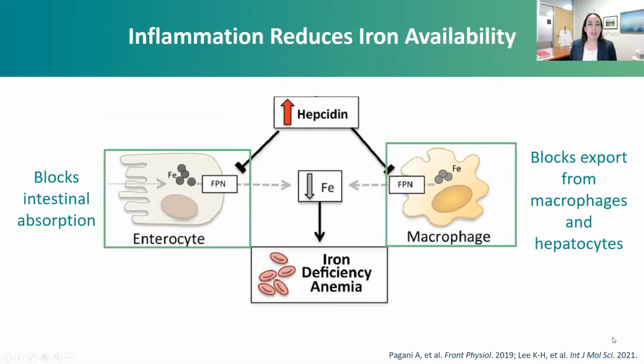This is just another illustration showing hepcidin's impact on iron availability. So anything that leads to increased hepcidin will block ferroportin from the enterocyte. So you block intestinal iron absorption. It will block iron from being released from the macrophages. And that results in less iron availability, which results over time in iron deficiency anemia or anemia of inflammation, otherwise known as functional iron deficiency anemia.